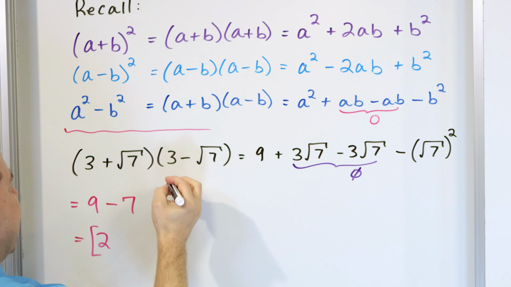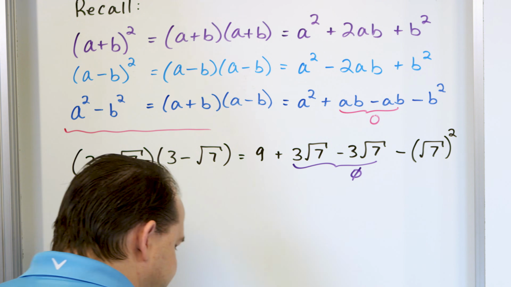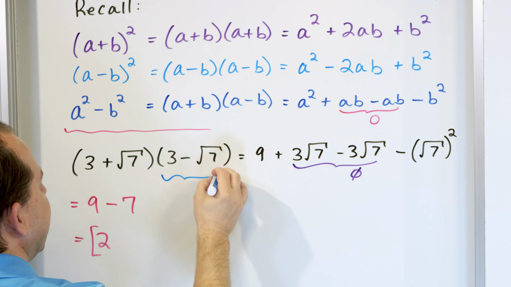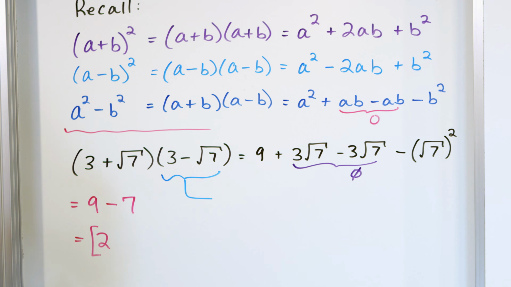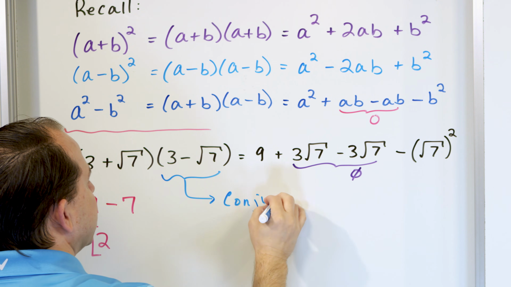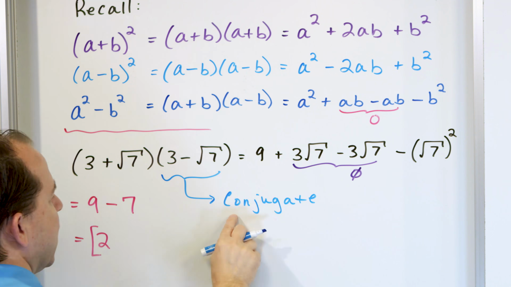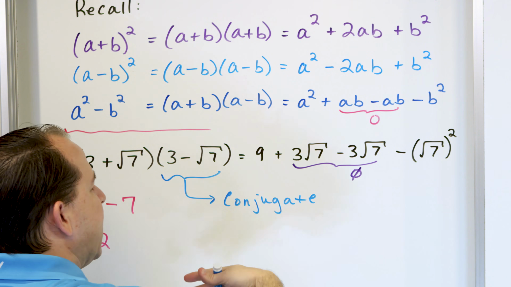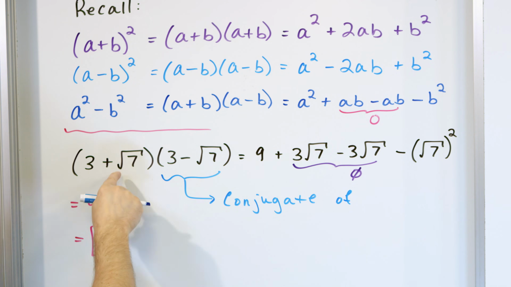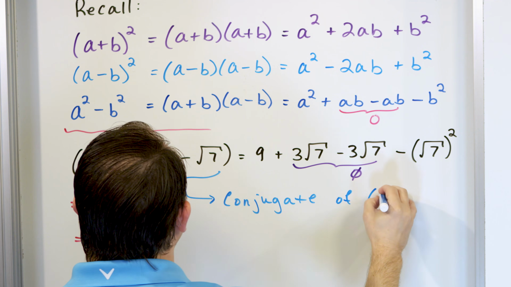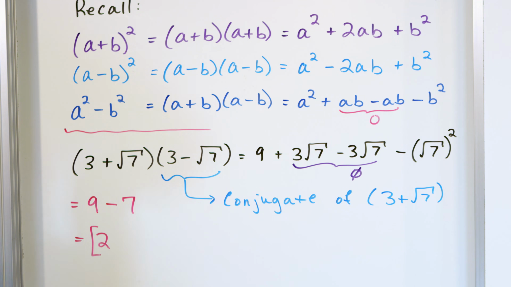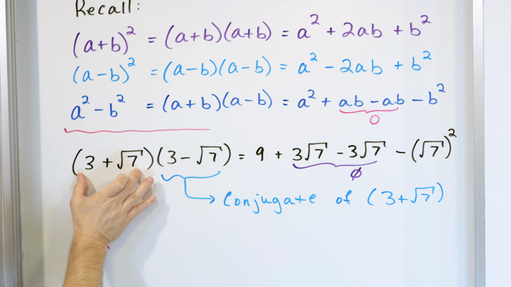So I'm not going to get too crazy about it right now because I'm going to introduce it as we go along here. But this guy here, this 3 minus the square root of 7, is what we call the conjugate. Conjugate, like that. It's the conjugate of something. It's kind of like its sister term, which is the guy in front of here. It's the conjugate of 3 plus the square root of 7. These are kind of mirror images. You can say that this is the conjugate of this term.